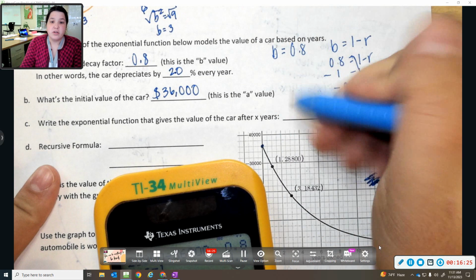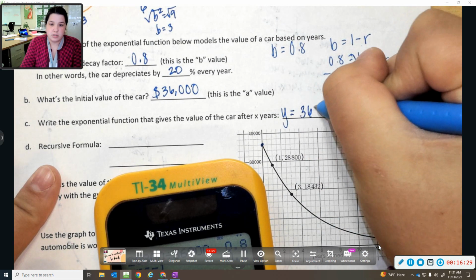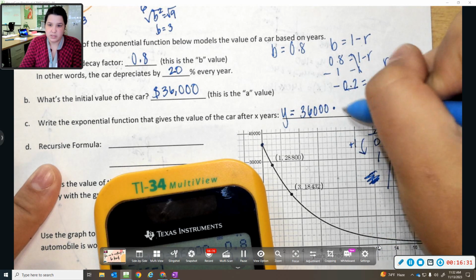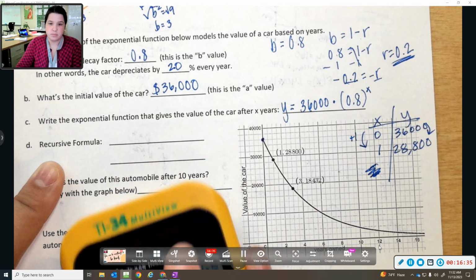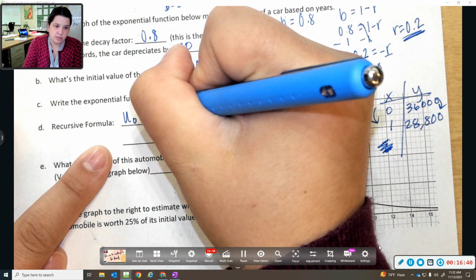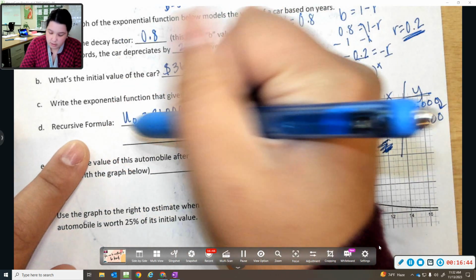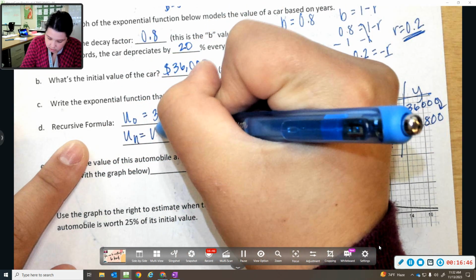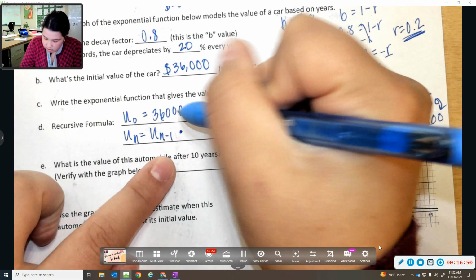Write the exponential function that gives it after x years, so y is equal to 36,000 times 0.8 raised to the x power. All right, in recursive formula, that's going to be u0 is equal to 36,000, and then un is equal to un minus 1 times 0.8.